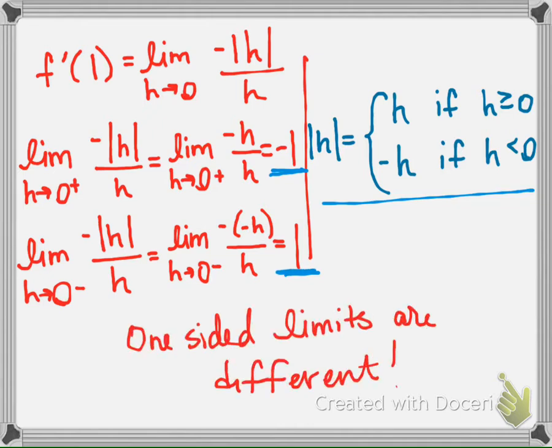So the one-sided limits are different, and since going from the left is different from coming from the right, it means that the original limit does not exist. Or in other words, there is no tangent line and the derivative does not exist.